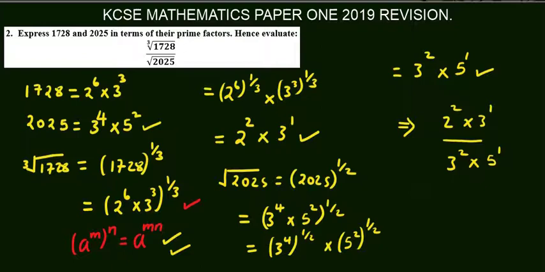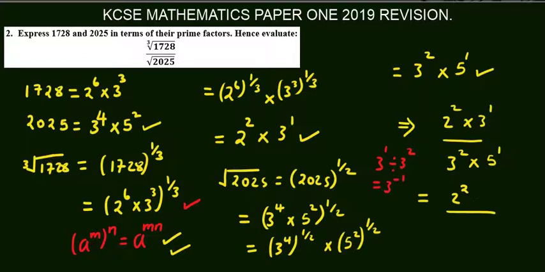So here, applying again the laws of indices, we will have 2 power 2 all over 3 power 1 divided by 3 power 2. So we subtract according to the laws of indices. We have 3 power 1 minus 2, that is negative 1.